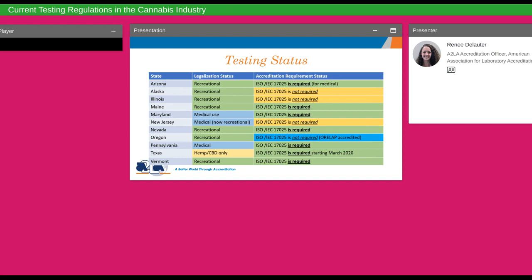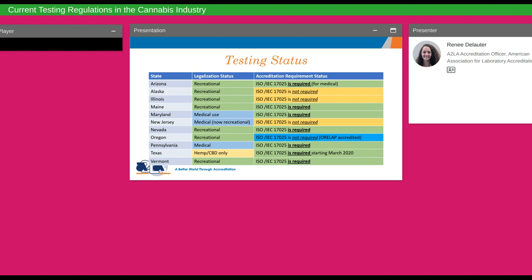Arizona has legalized recreational use, Oklahoma legalized medical use only, and Texas has legalized CBD or hemp products only. As you can see, Alaska and Illinois are legal for recreational use, but neither require ISO accreditation. But states like Maine, Nevada, and now Vermont all have legalized recreational use cannabis and do require testing labs to have ISO IEC 17025 accreditation.